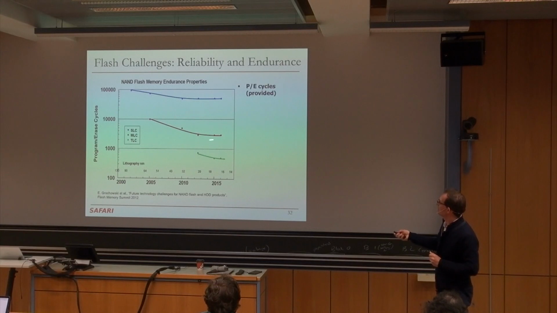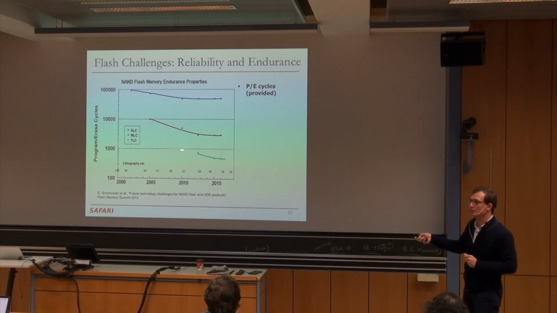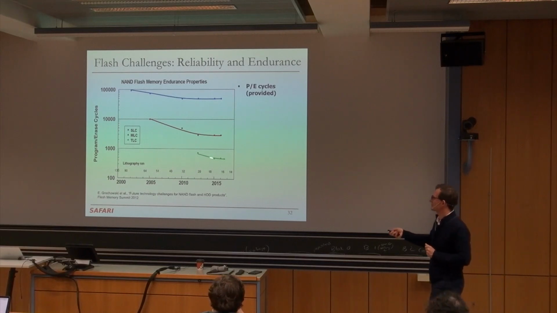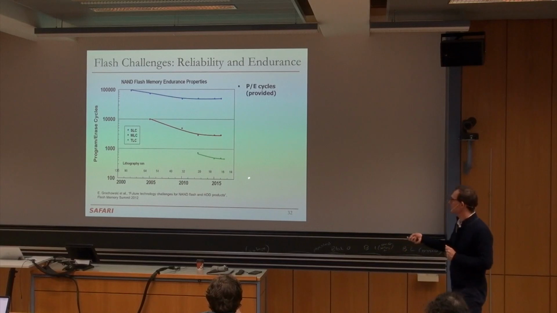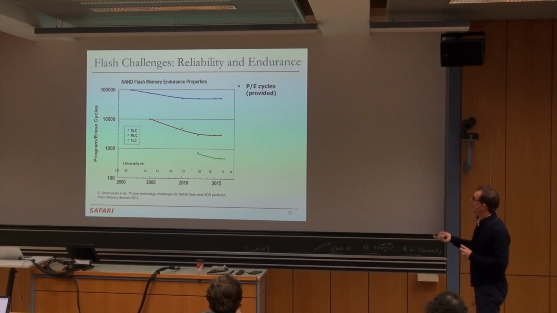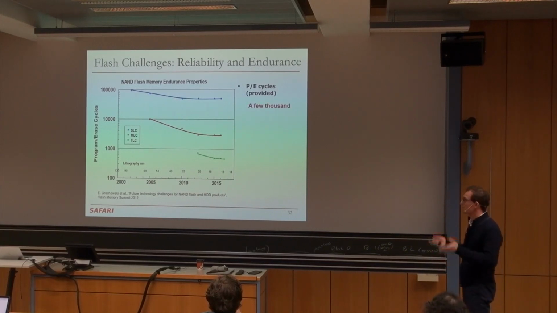This is multi-level cell. It's about 3,000. And this is triple level cell. You store 3 bits per cell. And that's very low. It's getting close to 100 over here. And actually, some more aggressive ones I know are 100. So the provided program erase cycles are a few thousand, let's say.